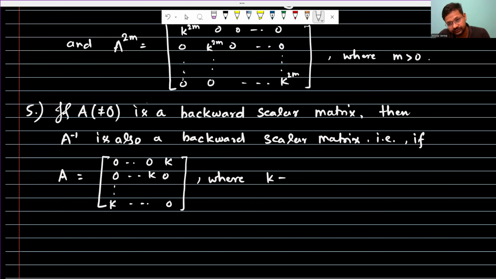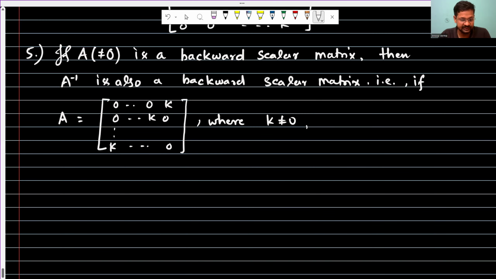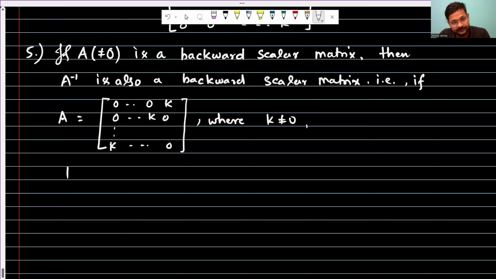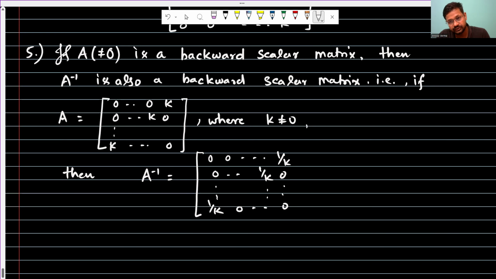This is k. If k is not equal to zero, then its inverse will be possible. And how its inverse is calculated, let us see. Then A inverse is possible, and its inverse will look like this: 0 0 up to this is 1 upon k, this is 0, up to this is 1 upon k, and this is 0, this is your 1 upon k, 0 0 0 0. This is your A inverse. Okay. And that will be of the same order.